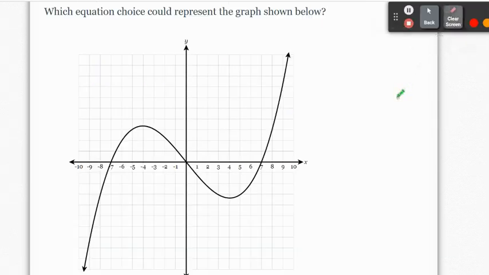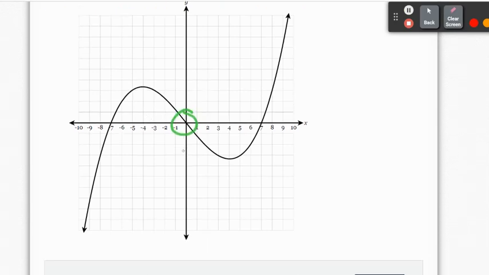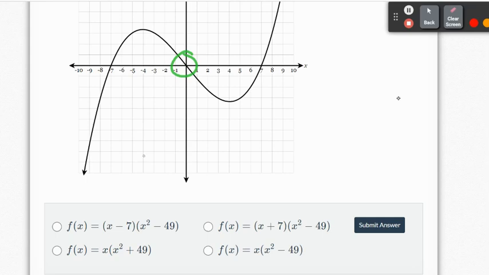So I picked this problem because it goes through the origin, and that throws people off. Whenever it goes through the origin, you should immediately run to an x factor. So we only have two choices that have x's, and then now we're looking at the fact that we have 7 and negative 7. So that's got to come from an x squared minus 49 to get a plus and minus 7.